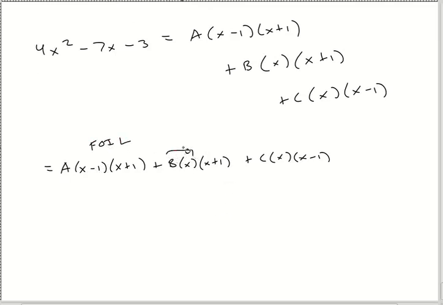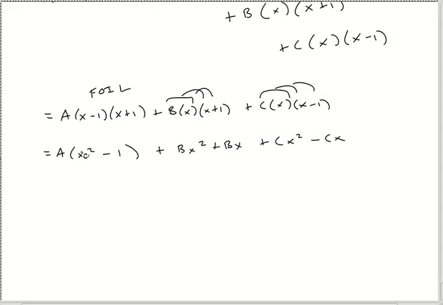Here I can actually distribute. So a times, and I got x squared minus 1 in the end. We already did that. That's where it came from. Here I got bx squared plus bx. And here I got cx squared minus cx. Go ahead and distribute this.